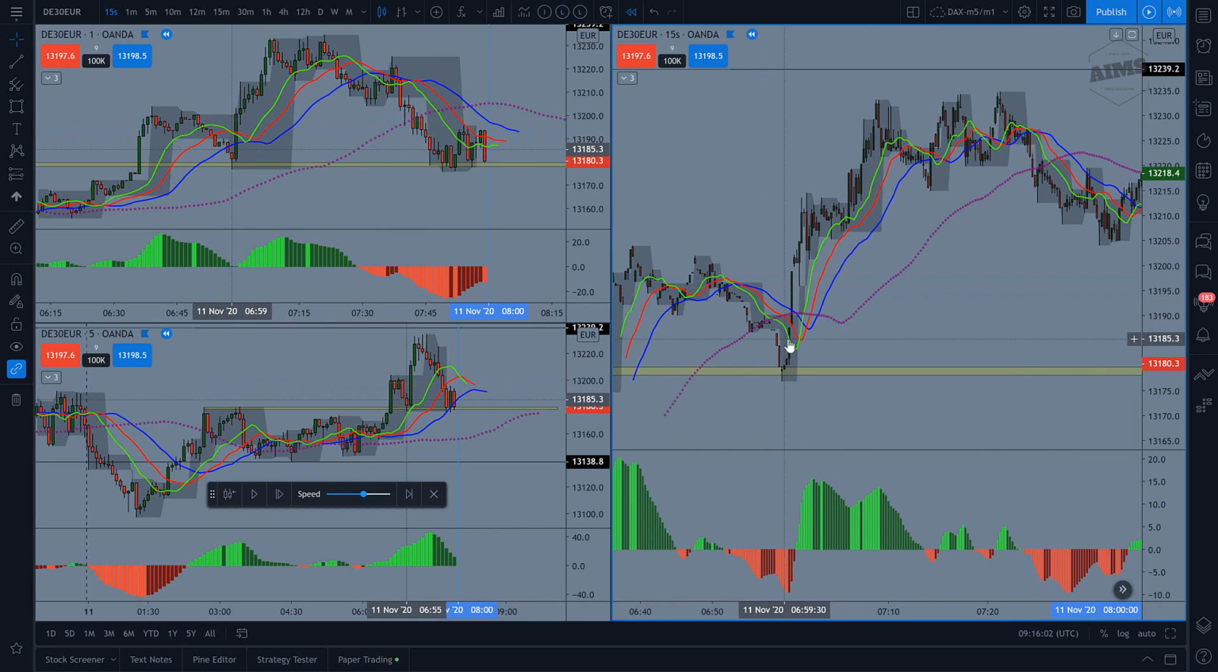See over here? That's the Frankfurt Open. We don't trade the Frankfurt Open because Frankfurt Open is the pre-market. So just like for the New York session, New York equities open at 9:30 a.m. New York. Pre-market starts at 9 o'clock.